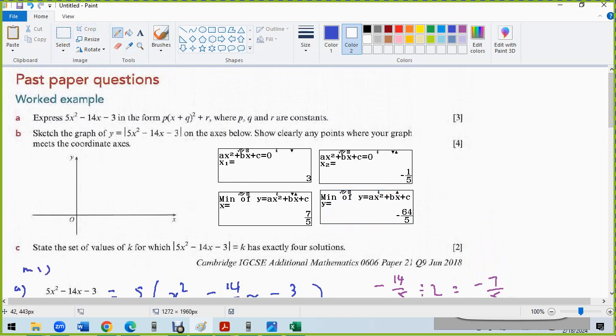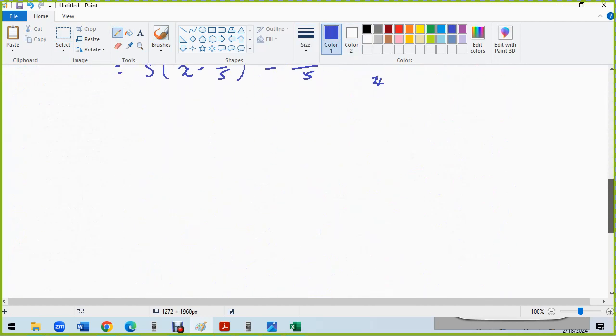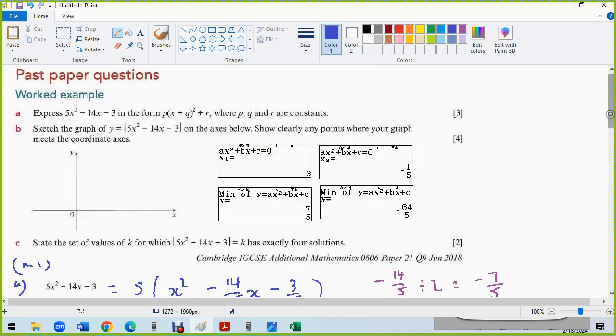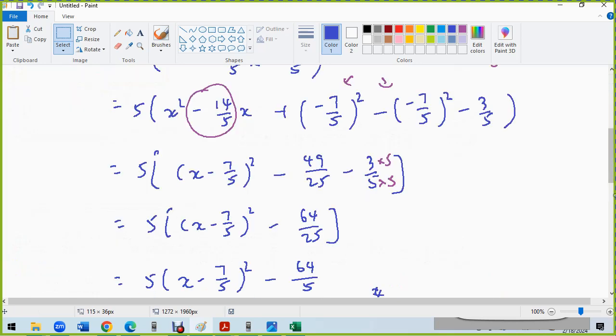So this is method number 1. Actually we have another way to solve it. For this one, we expand it. So we have p x squared plus 2qx plus q squared plus r. Then we have px squared plus 2pqx plus pq squared plus r. So this is equal to 5x squared minus 14x minus 3.